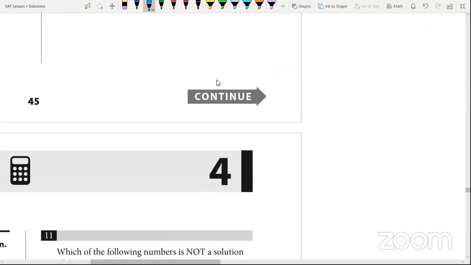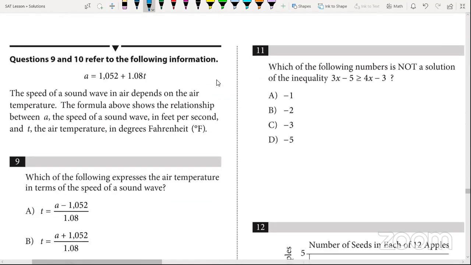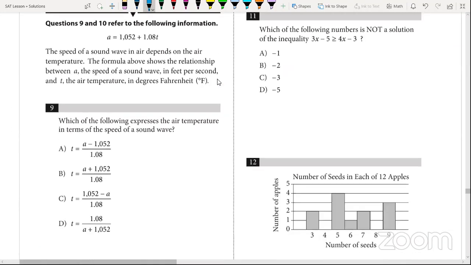Going over to number 9 now. Which of the following expresses the air temperature in terms of the speed? So the air temperature is T. And so they're saying express T. So they're just asking us to solve for T here.